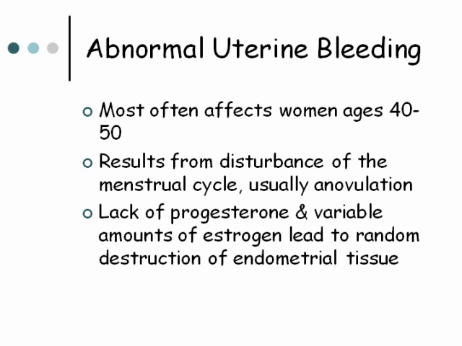Abnormal uterine bleeding most often affects women between the ages of 40 and 50, usually because there is a disturbance of the menstrual cycle. Usually they have no ovulation. Okay, anovulation means no ovulation. And a lot of times it's because of a lack of progesterone, and maybe even because they have different levels or different amounts of estrogen that lead them to have endometrial tissue that sloughs off during abnormal periods of time.